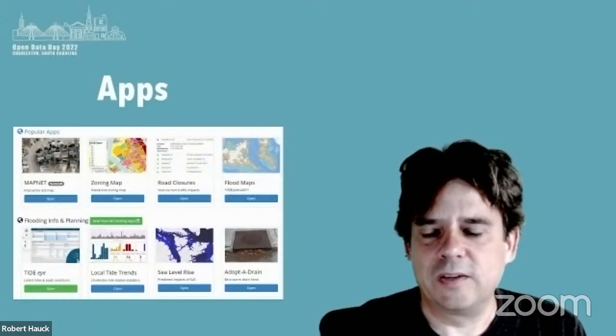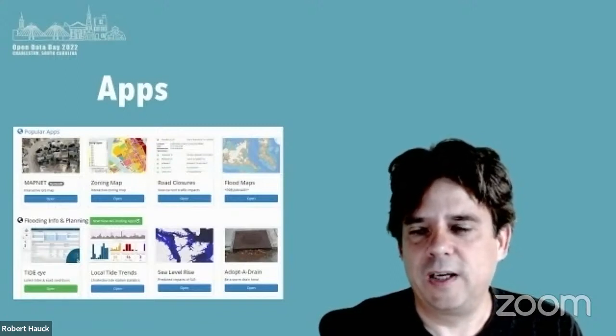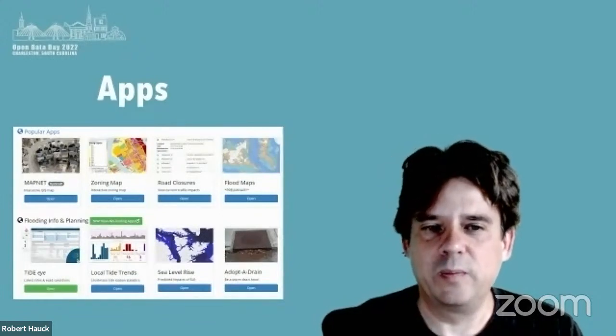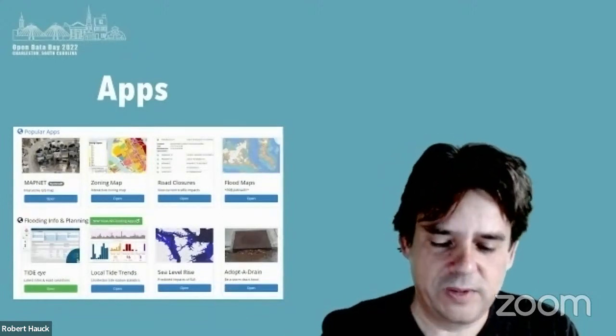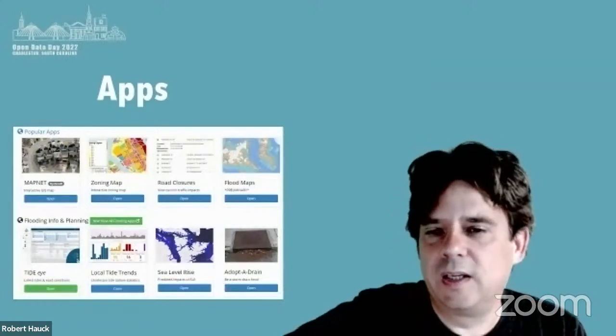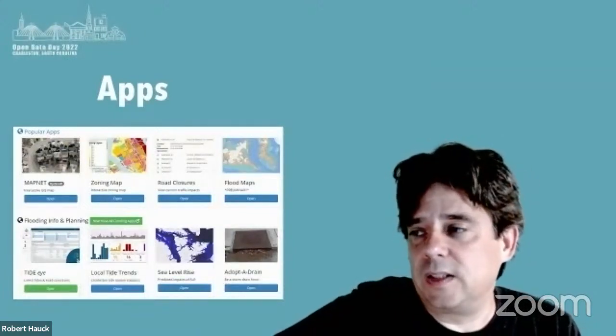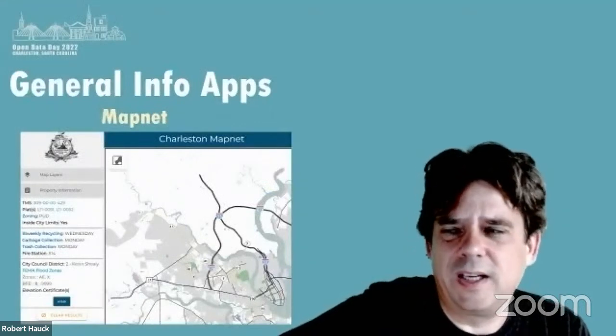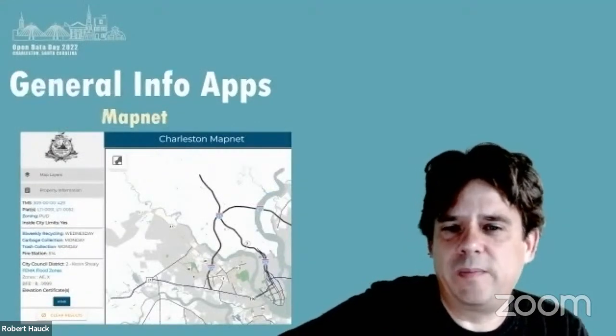It's hard to discover some of the stuff that we have out there. So a mission this year is to get one web page that lists all of our apps in categories, so look for that this year. Let's run through these apps quickly. For general information, MapNet's great.